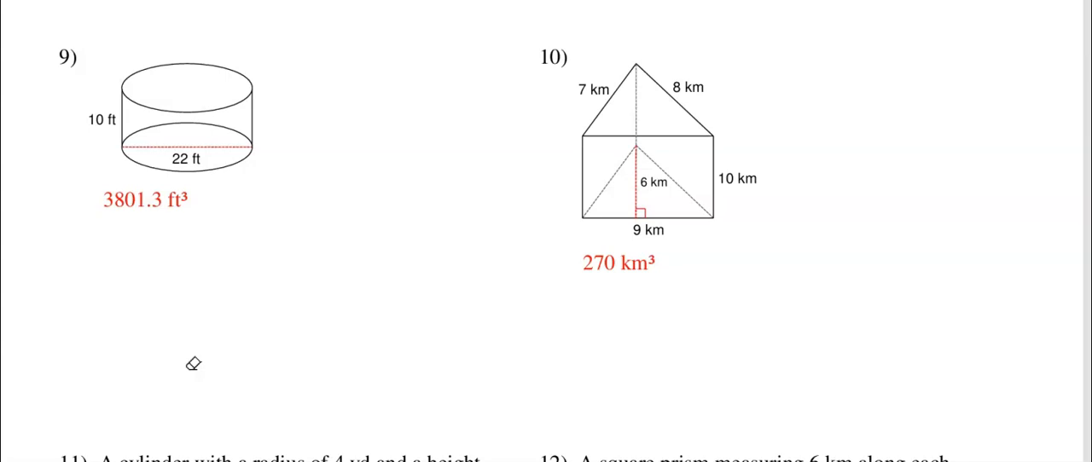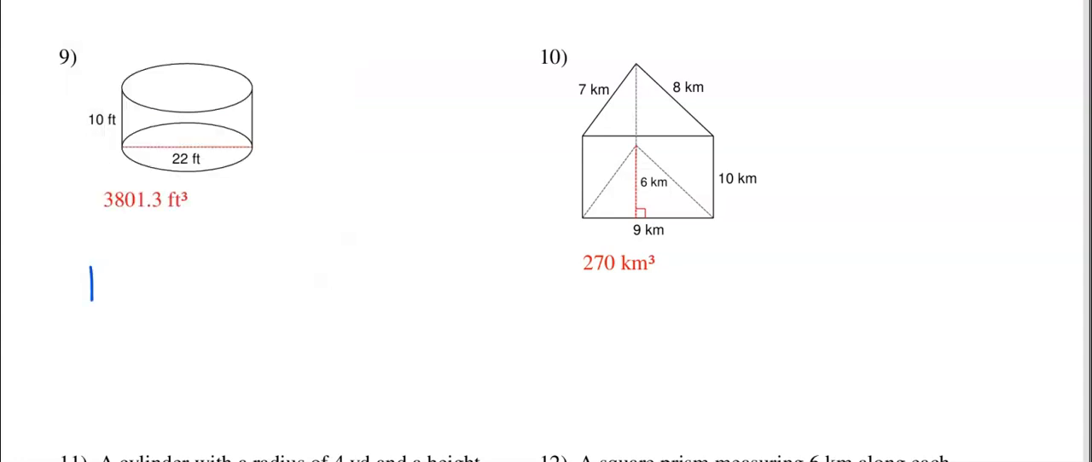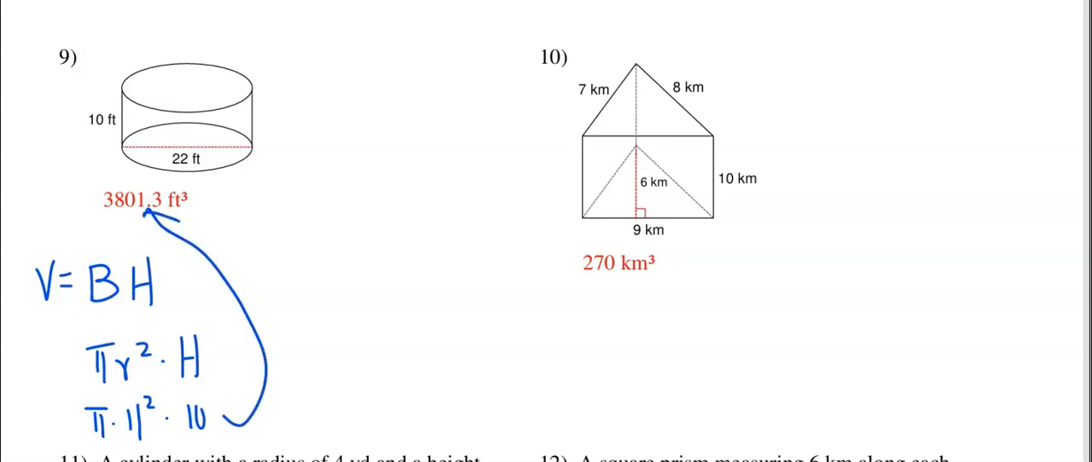Okay, let's look at this one. Back to the cylinder. Remember, the volume of a cylinder is also base times height because the base is a circle, so it's pi r squared times height. This gives you the diameter. Therefore, when you plug in, you should do 11 squared, and height is 10. And then go ahead, use pi is about 3.14. Calculate this one.